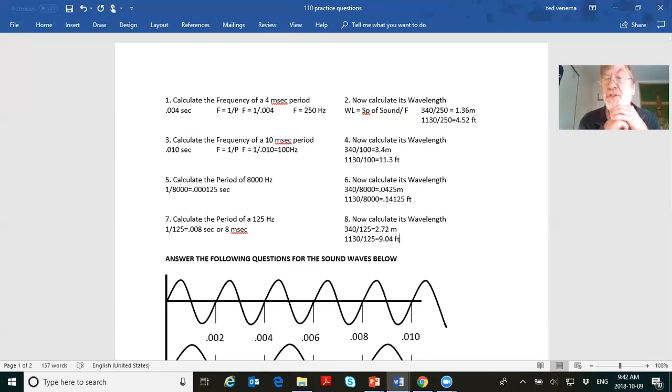A 125 hertz tone is 9 feet long. Trippy, huh? If you went to 250 hertz, you went up 1 octave. If you're at 125 hertz, it's 9 feet long. What happens when you go up an octave? Now you're at 250 hertz. Well, 125 times 2 is 250.